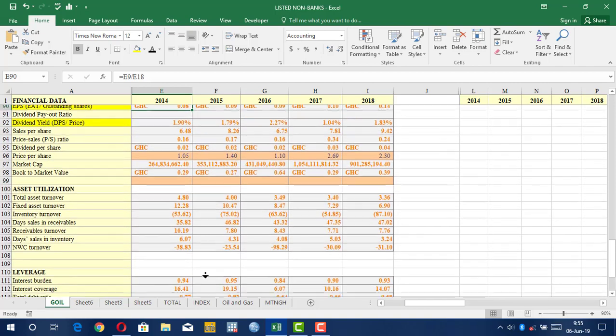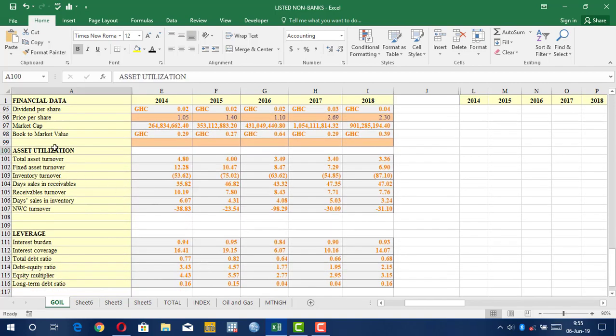Our next assignment will be on their asset utilization and leverage ratios, and when we are done, we'll move on to another company known as Total. So Total is also a listed oil and gas company on the market. Just like we did for GOIL, we are going to do the same thing for Total, and afterwards we are going to do who is who on the market. So between Total and GOIL, you look at their performance by comparing the two companies.